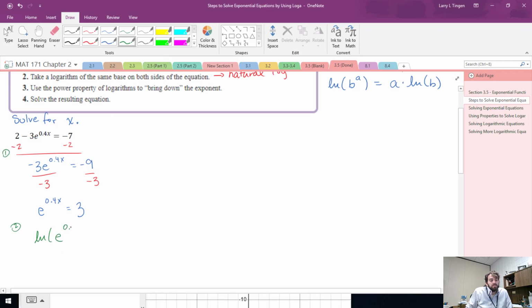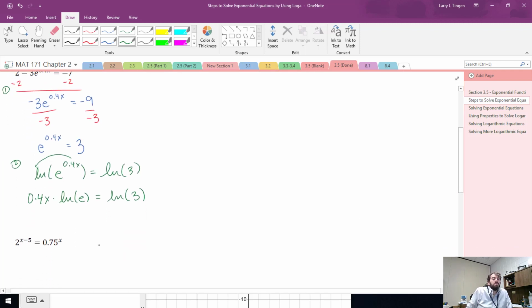Natural log of e to the 0.4x is equal to the natural log of 3. And then the power rule. The whole goal of this is this step. 0.4x times the natural log of e is equal to the natural log of 3.